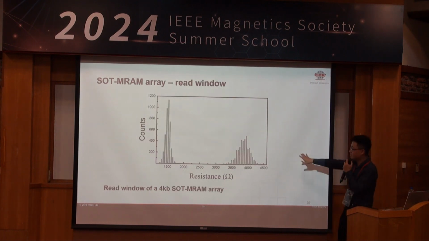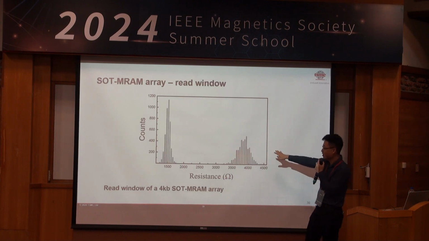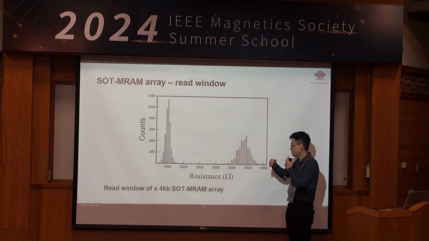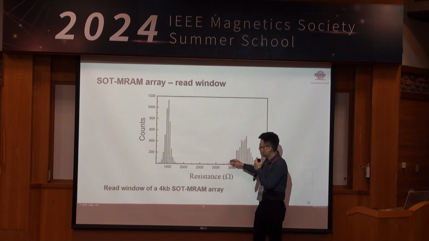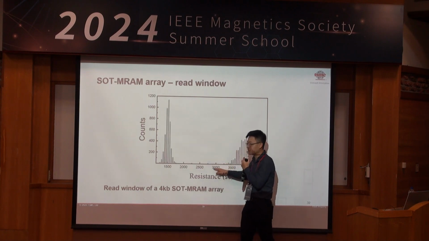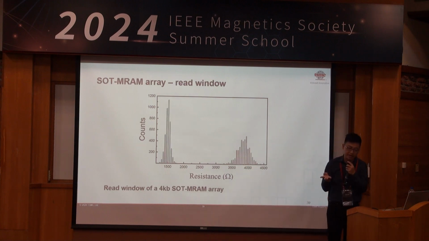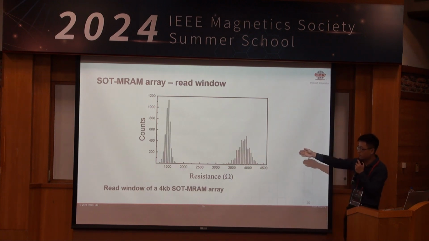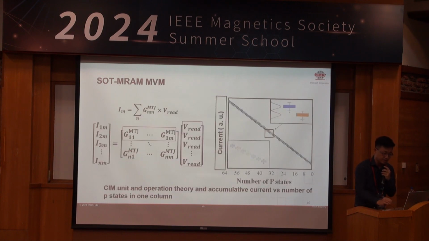Okay, and then this is the read window, but we subtract the peripheral circuit resistance. That makes it look much better. I didn't show the log plot, but even if you check the log plot, there is no device in between. So our device, at least for the 4K, so far shows a very good read window. You don't need to worry about the read window.